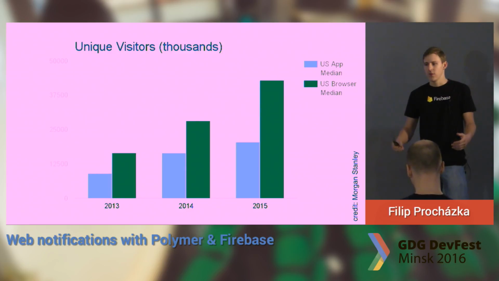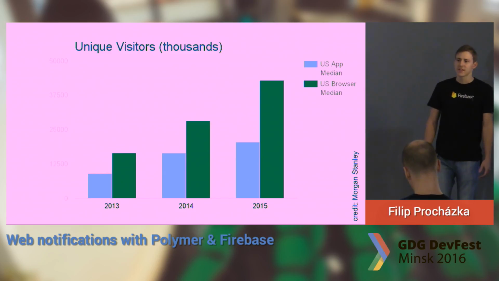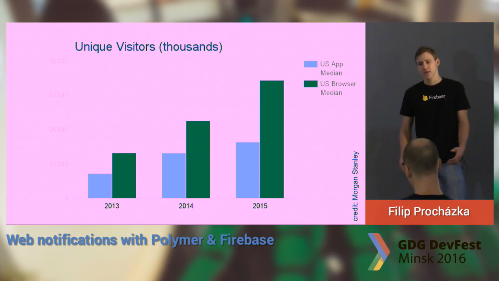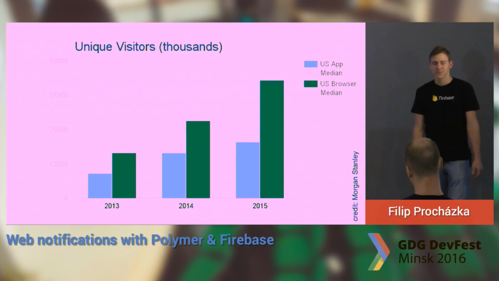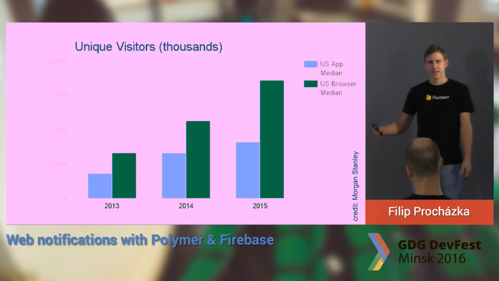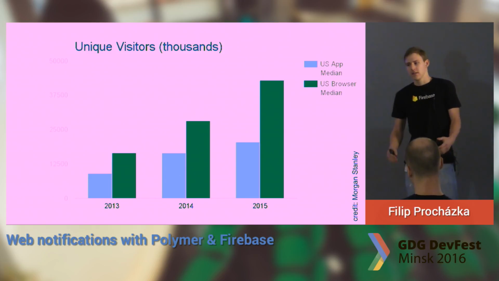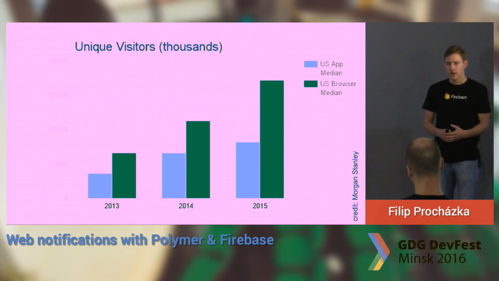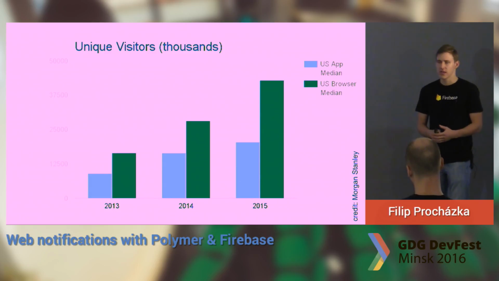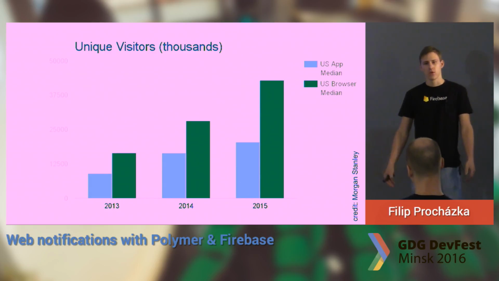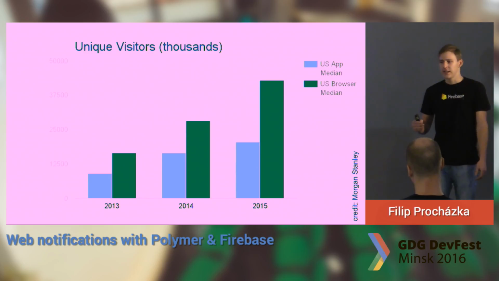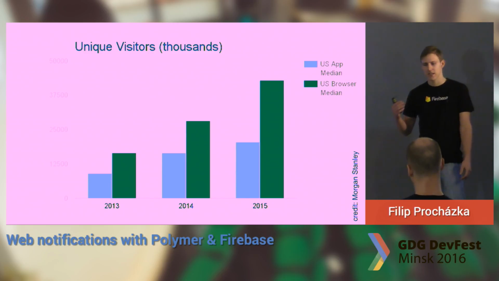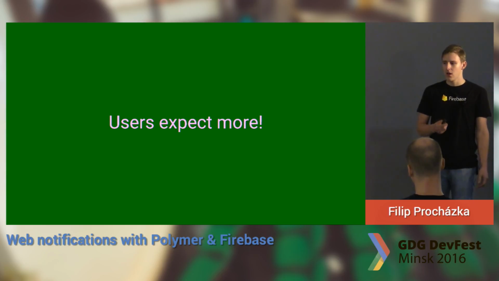And if you look at this chart here, you can see that web apps are actually getting more users than their native counterparts. And those users no longer expect you to just redirect them to your native app whenever you need some advanced features, but they expect those advanced features to work on the web.